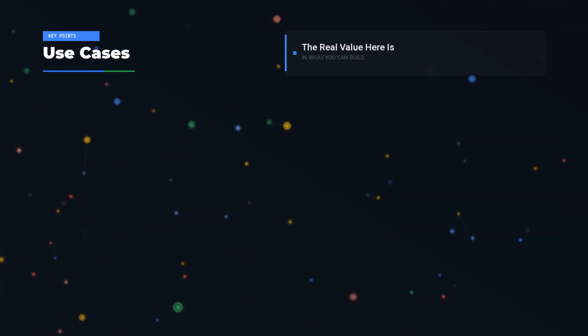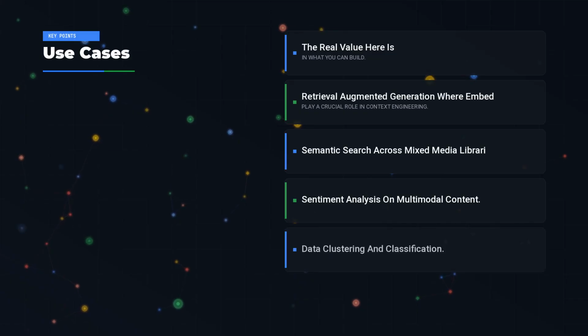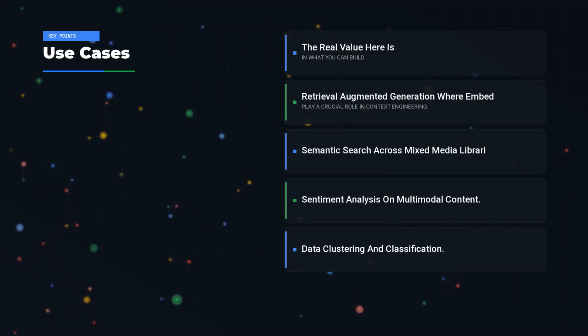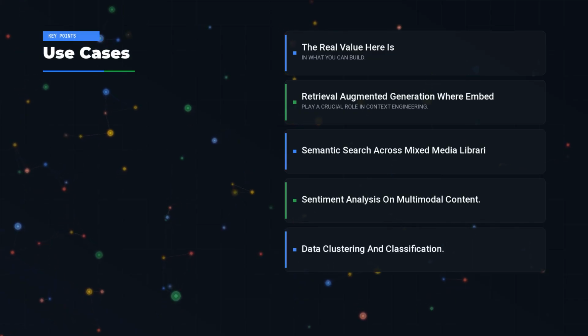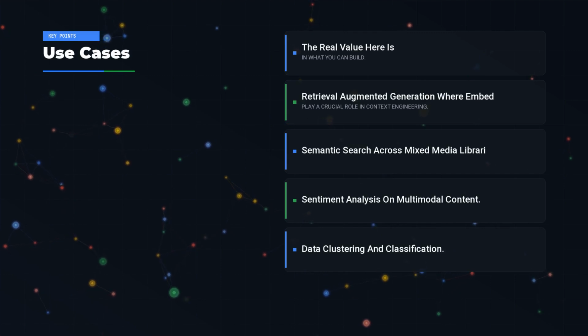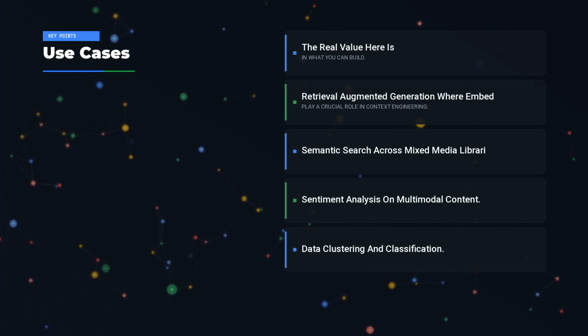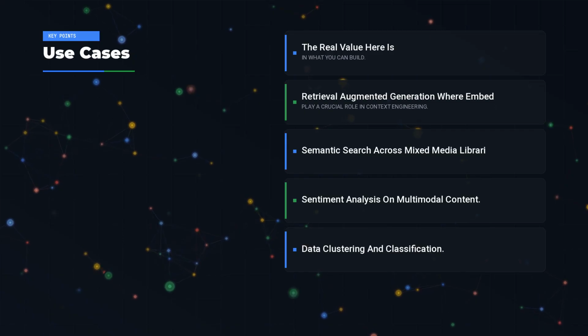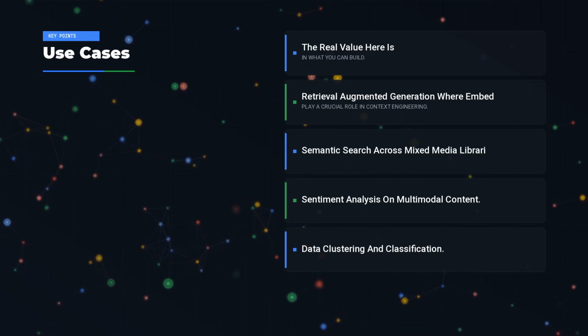The real value here is in what you can build. Retrieval-augmented generation, where embeddings play a crucial role in context engineering. Semantic search across mixed media libraries. Sentiment analysis on multimodal content. Data clustering and classification. Large-scale data management.